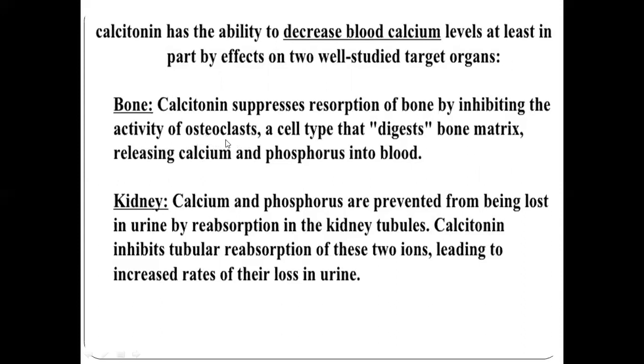So osteoclasts, what do they do? They digest the bone matrix and release the calcium and phosphorus into the blood. So calcitonin gives the calcium back to the bone and re-strengthens the bone.